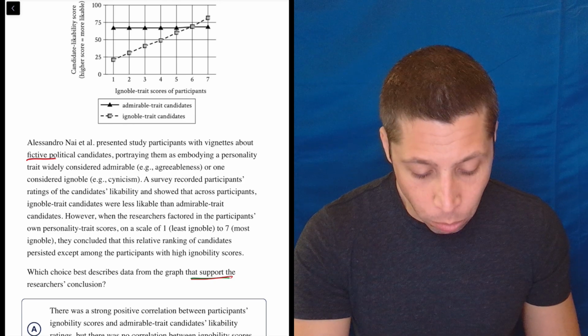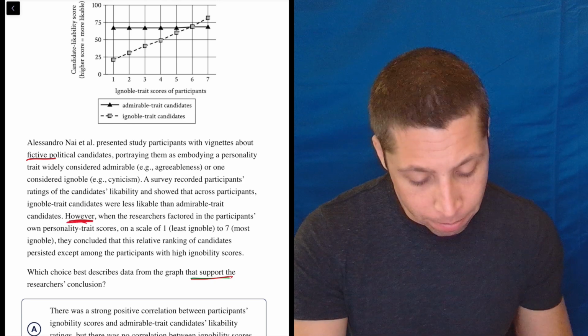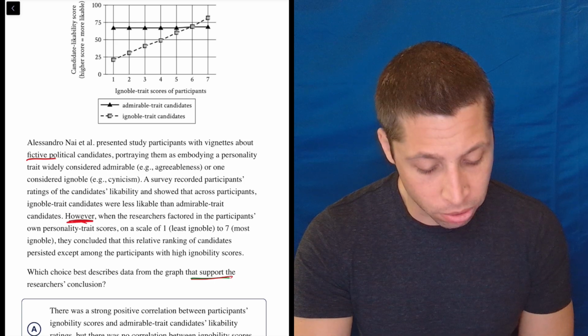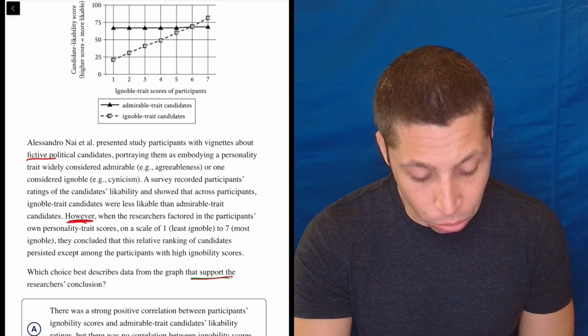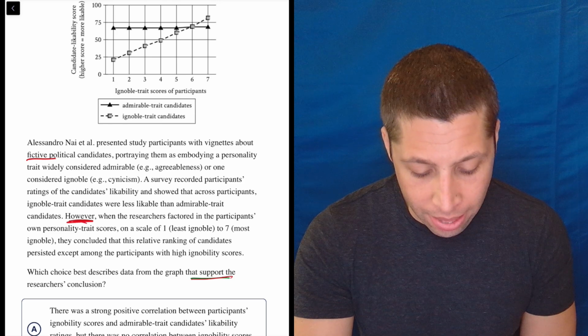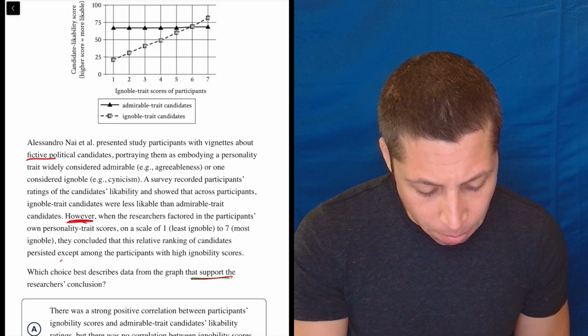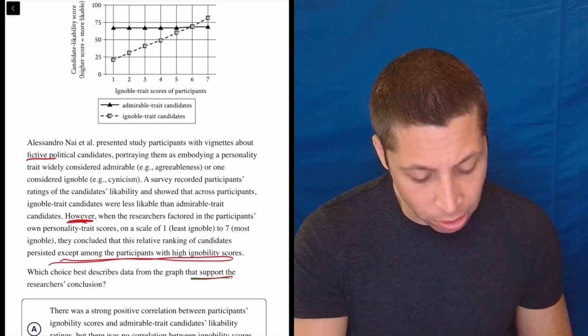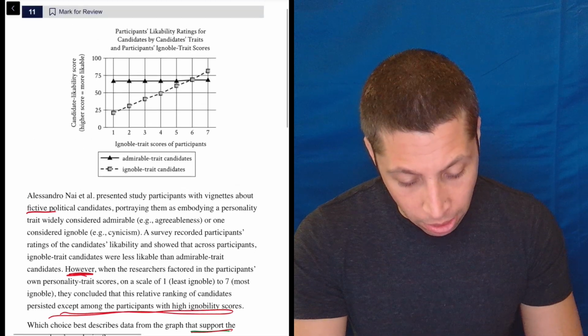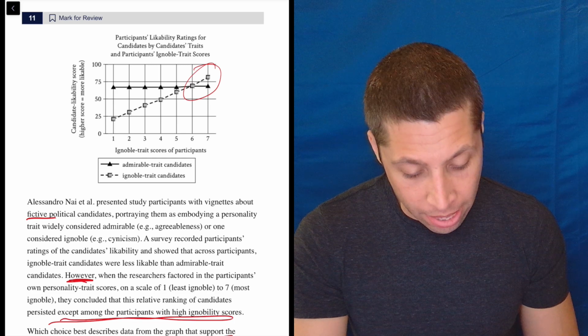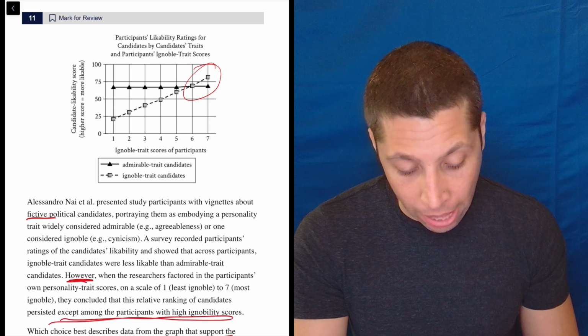Okay. However, anytime there's a but, when the researchers factored in the participants' own personality trait scores on a scale of 1 least ignoble to 7 most ignoble, they concluded that this relative ranking of candidates persisted except among the participants with high ignobility scores. So that seems to be here. And look what's happening, right? The ignoble is bigger than the admirable at those points, right?